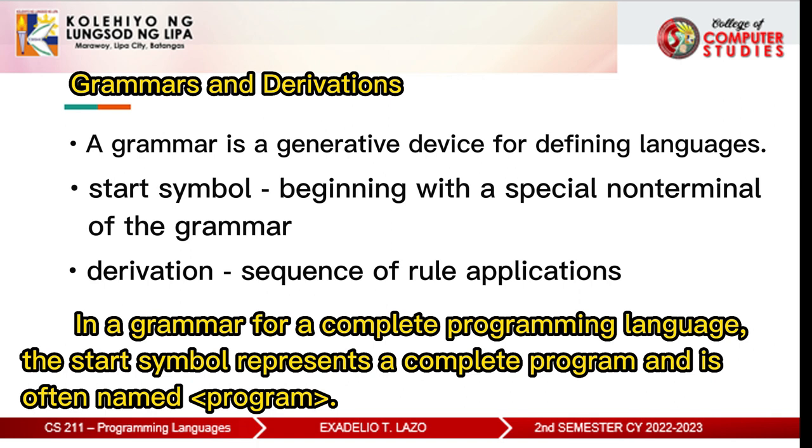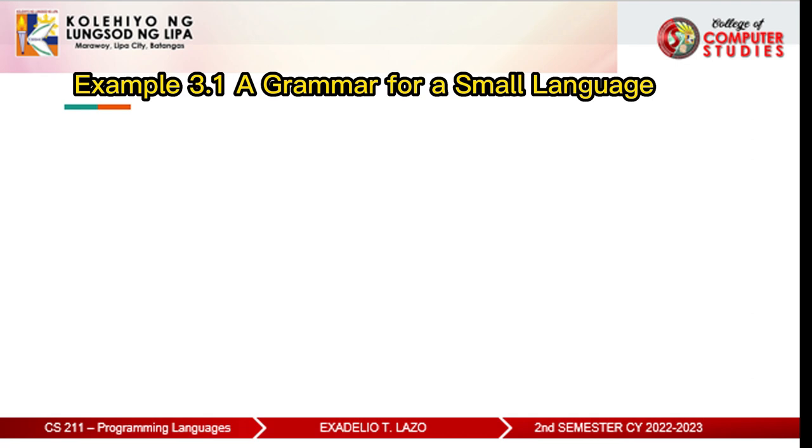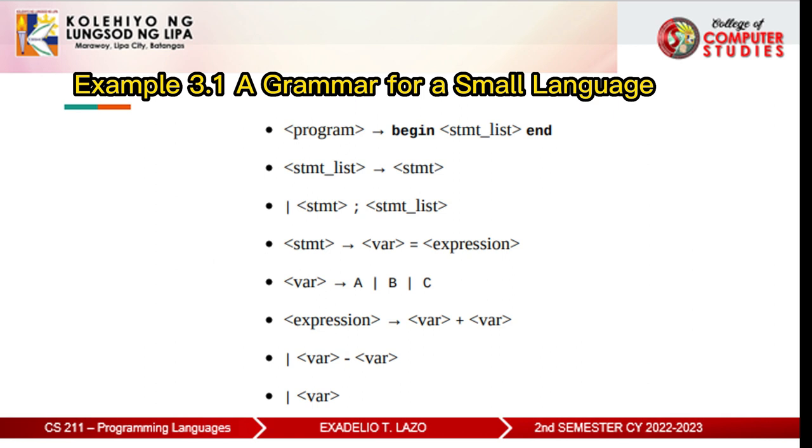The simple grammar shown in example 3.1 is used to illustrate derivations. The language described by the grammar of example 3.1 has only one statement form, assignment. Take a look at it. A program consists of the special word begin, followed by a list of statements separated by semicolons, followed by the special word end. An expression is either a single variable or two variables separated by either a plus or minus operator. The only variable names in this language are A, B, and C.